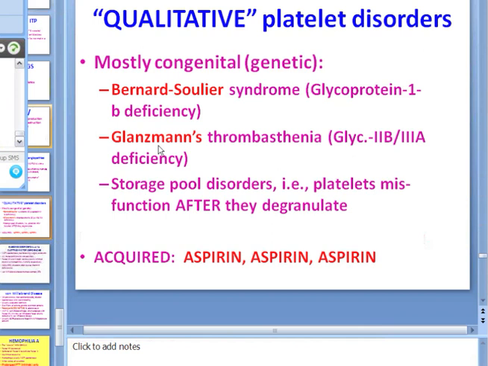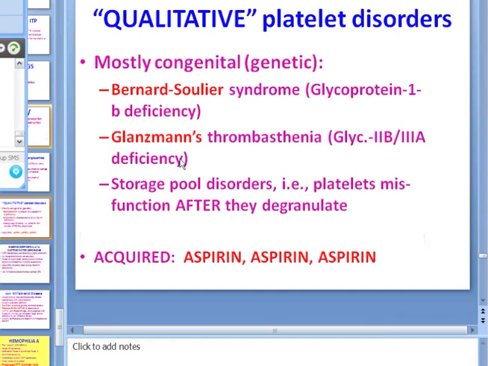And also remember, in storage pool disorder, there's also situations, if you remember when we talked about platelets in pathology one, we talked about various things that platelets do, like they adhere, they degranulate, they coagulate. But there's a situation in which they could still misfunction even after they degranulate generically. So these are all situations. Remember Bernard-Soulier, remember Glanzmann's, as classical qualitative platelet disorders.